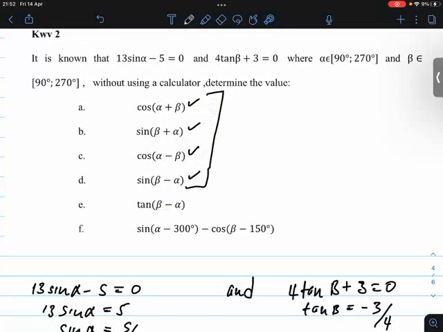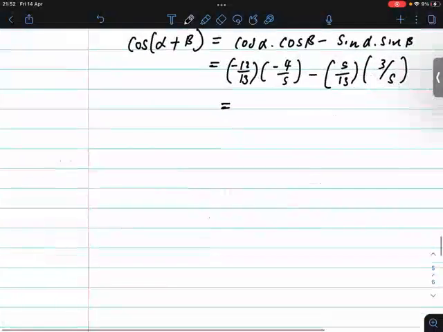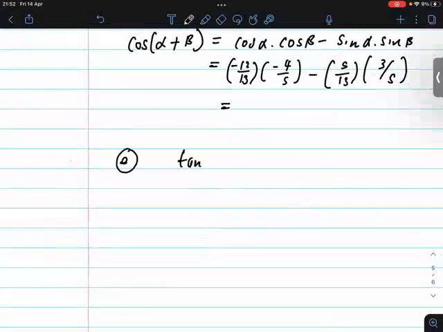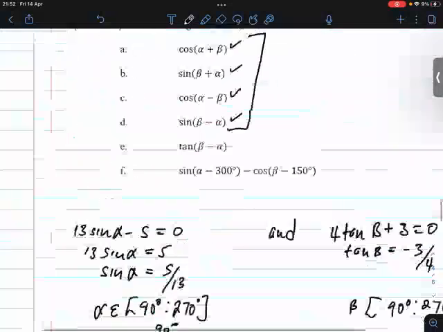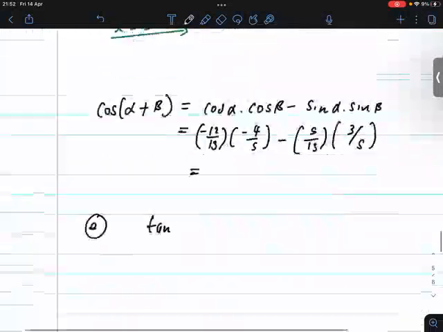Is there anybody who doesn't understand that? The approach is the same. You expand these double angles and then you substitute, right? The approach is the same. I'm more interested in number E. Let's look at number E. Number E is asking for tan of beta minus alpha.